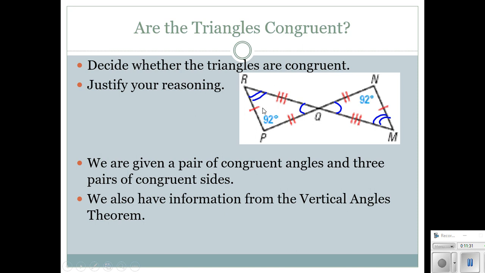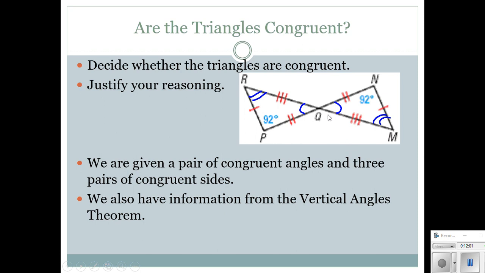So first of all, you can see that the one tick mark, these two sides are congruent. The tick marks are for the sides. Two tick marks, these two sides are congruent. Three tick marks, those are congruent. Those are all corresponding to each other. You also need to have 3 sides congruent. So in order for these to be congruent, you need to have 3 sides that are congruent to each other.